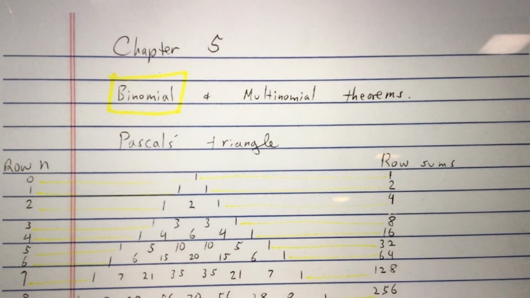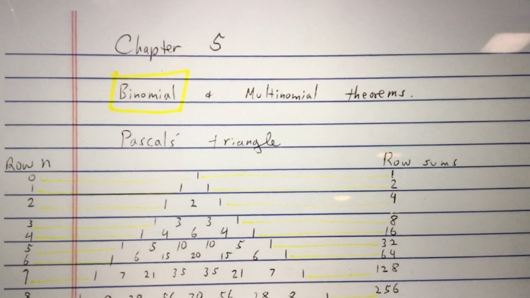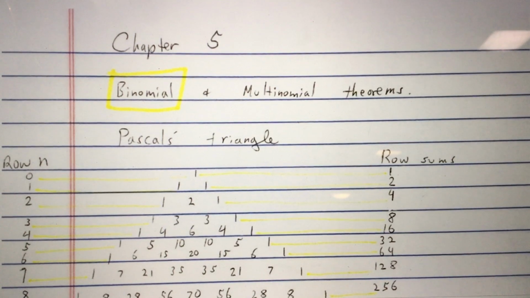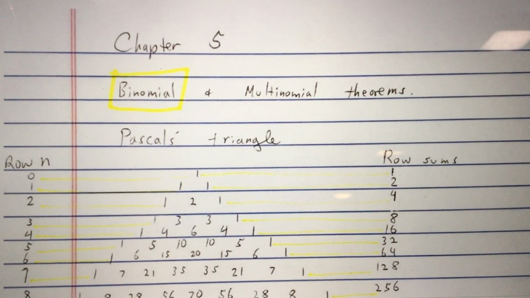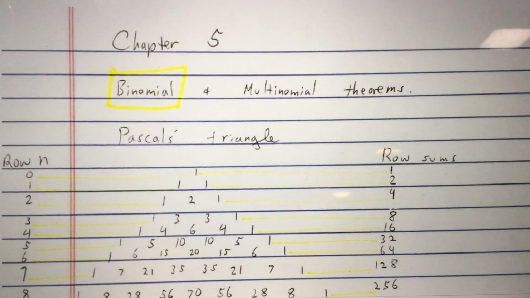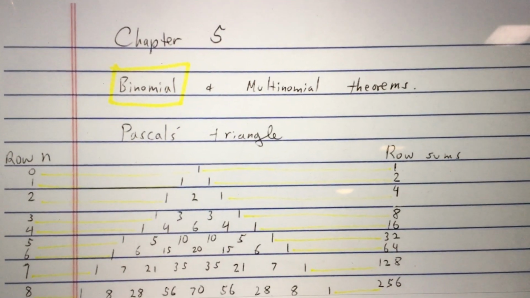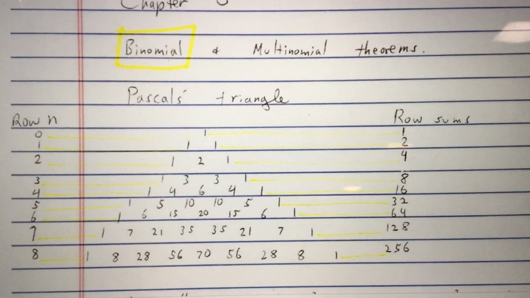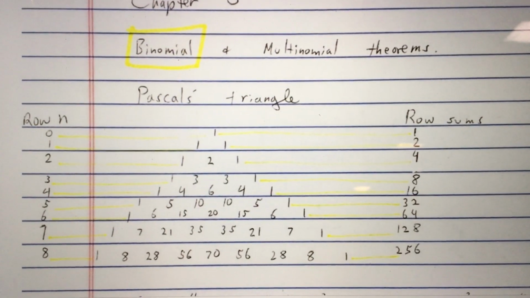Now we're skipping ahead to chapter 5. It fits better this way because chapter 5 talks about the binomial and the multinomial theorems. So here's a quick review of Pascal's triangle. We've taught it before a little bit, but I'll remind you how you make it.